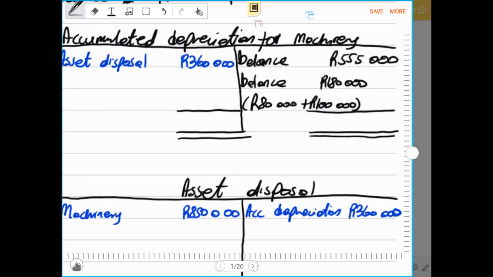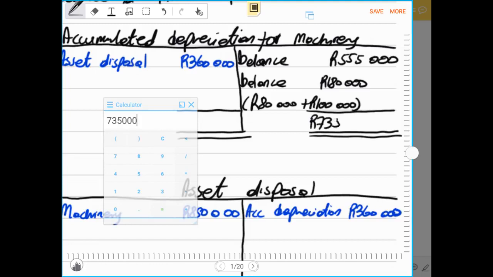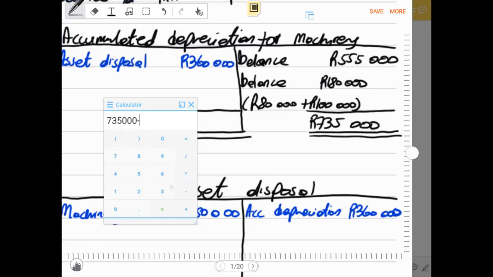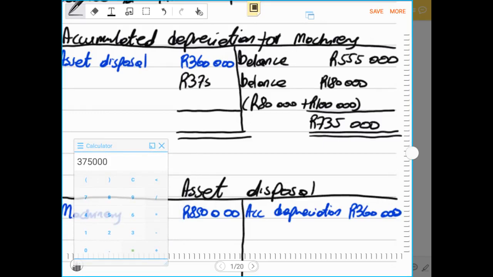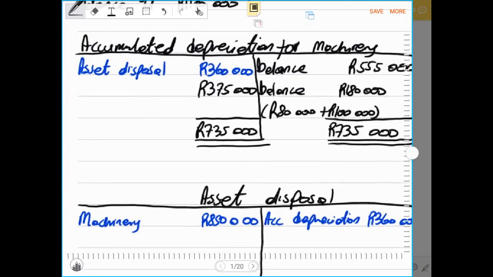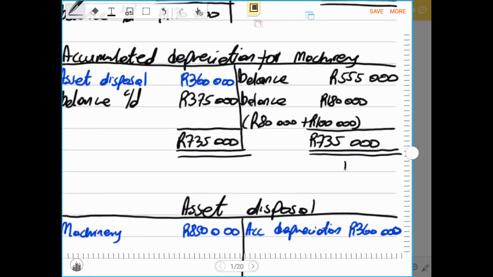Now the bigger side in this ledger account will always be on the credit side, which is 555,000 plus 180,000. This will be 735,000 rands minus 360,000 rands. It gives me 375,000 rands. 735,000 rands is the total. Then this becomes a balance carried down. And the same balance that you carry down, you bring it down to the credit side, 375,000 rands. Balance that, we bring it down.